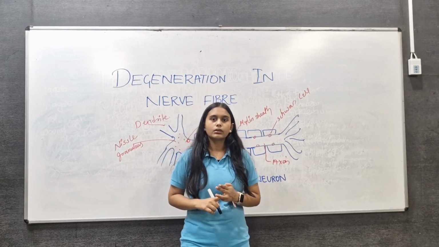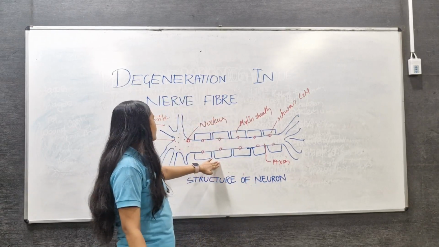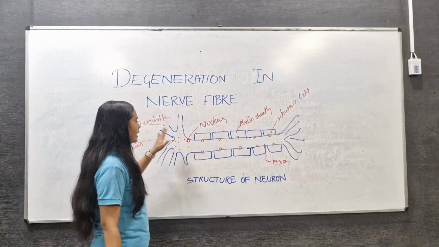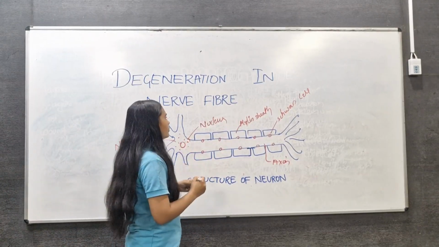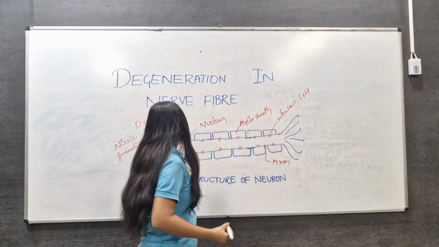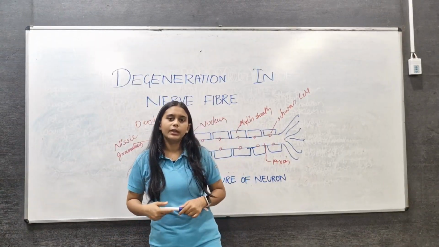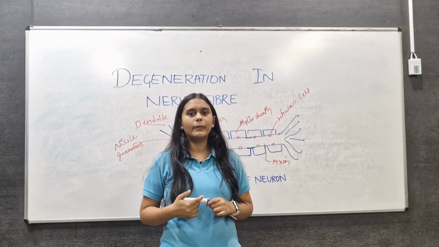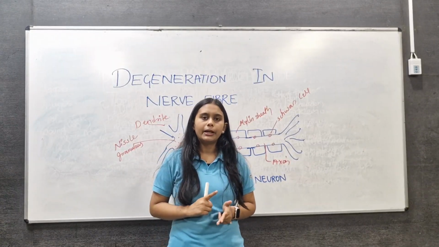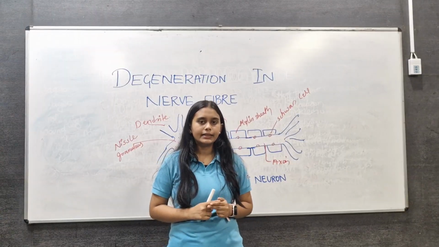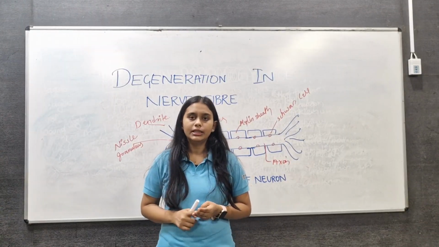So this is the structure of a neuron. A neuron consists of the nerve cell body, dendrite, axon, nucleus, myelin sheath, Schwann cell, Nissl granules and neurofibrils. And this neuron can be classified into various types based on three things. First, the number of poles. Depending upon the number of poles, it is classified into three: unipolar, bipolar, and multipolar.